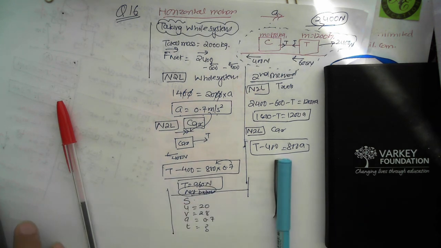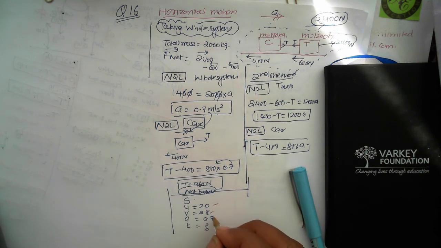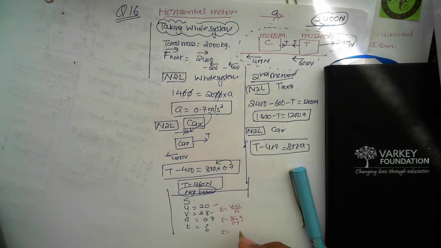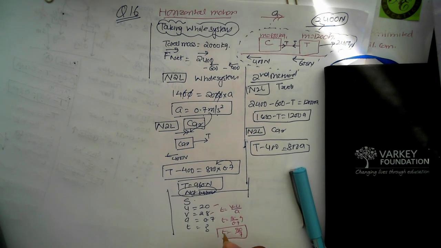This is one of the easiest ones. V equals u plus at. So t equals (v minus u) over a, which is t equals 8 over 0.7, and I would leave it as a fraction. This is 80 over 7 seconds. t is 80 over 7 seconds. Okay, we can figure out later on how much that is.